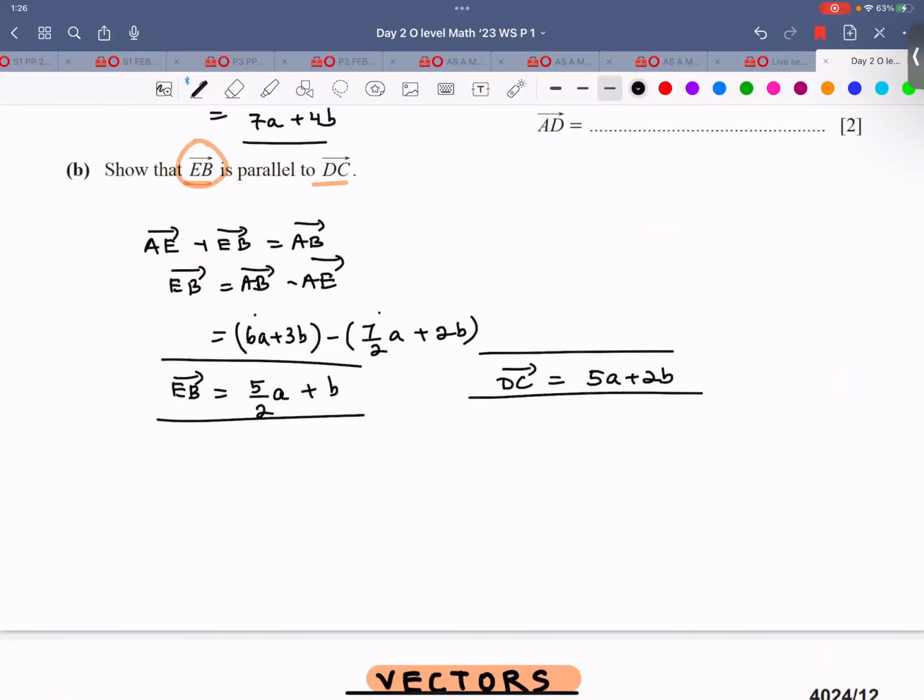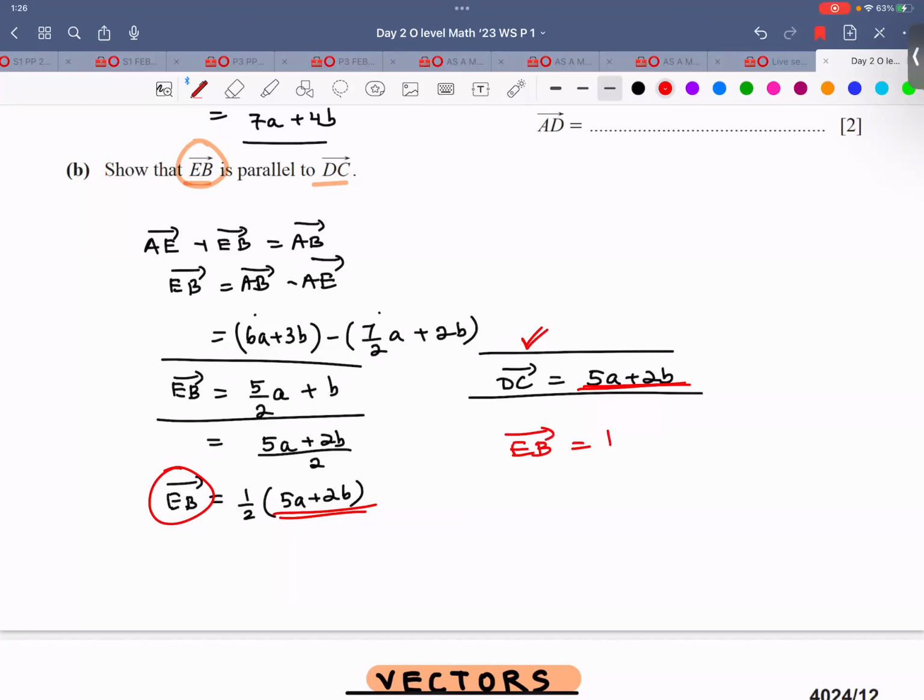Now let's compare the two. But before that, let's take the LCM. Can I write this thing as 5a plus 2b divided by 2? Can I write this thing as half of 5a plus 2b? Yes. Now I can make the comparison. Focus on this. Isn't it exactly the same? Isn't EB half of DC? Yes. So I have proven that EB is half of DC. This number over here is known as a scalar multiple, a constant.